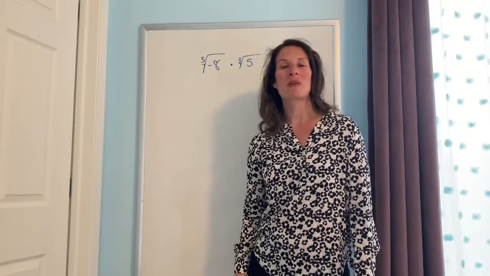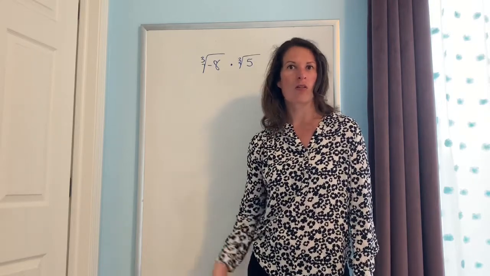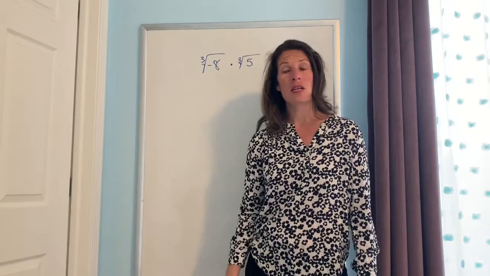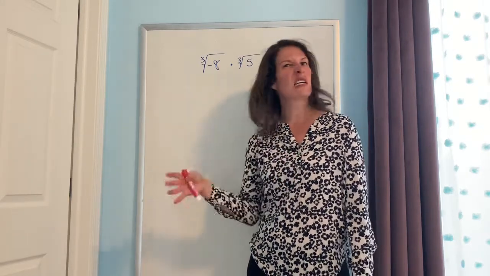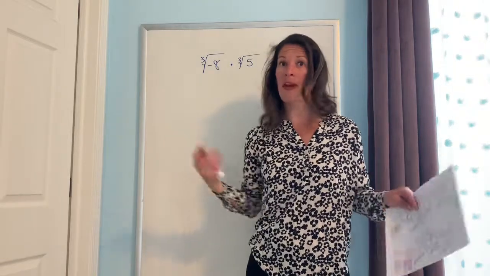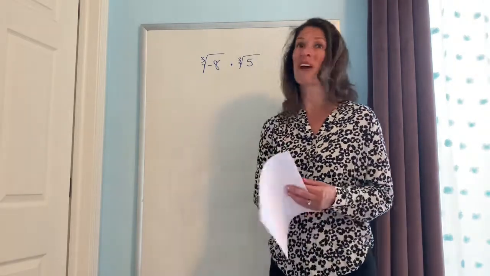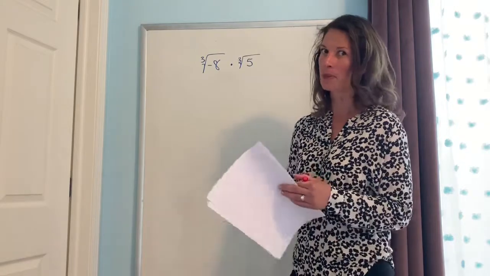Today, we are going to be multiplying radicals. So all we do with radicals is we are going to multiply what's on the outside times what's on the outside, what's on the inside times what's on the inside. And then we're going to simplify. We already know how to simplify. So really, it's very simple.